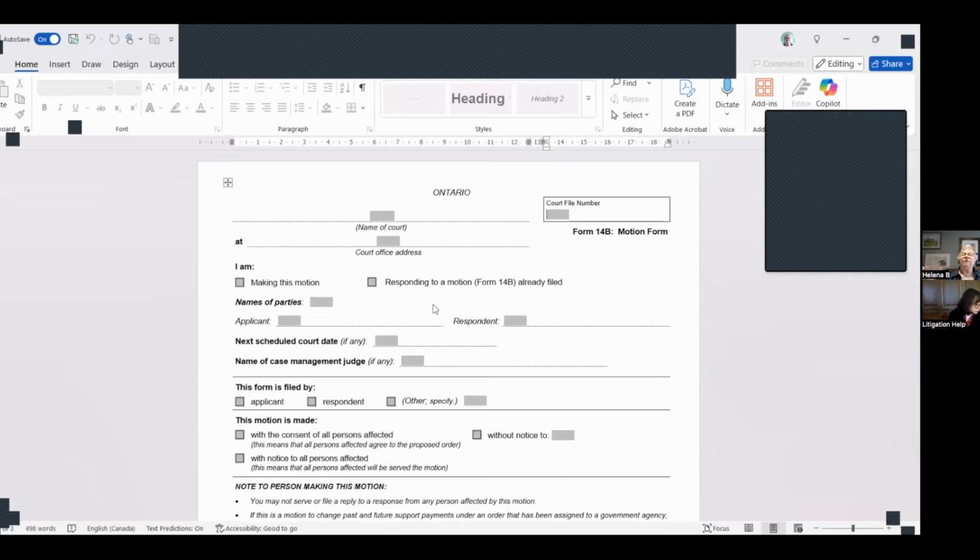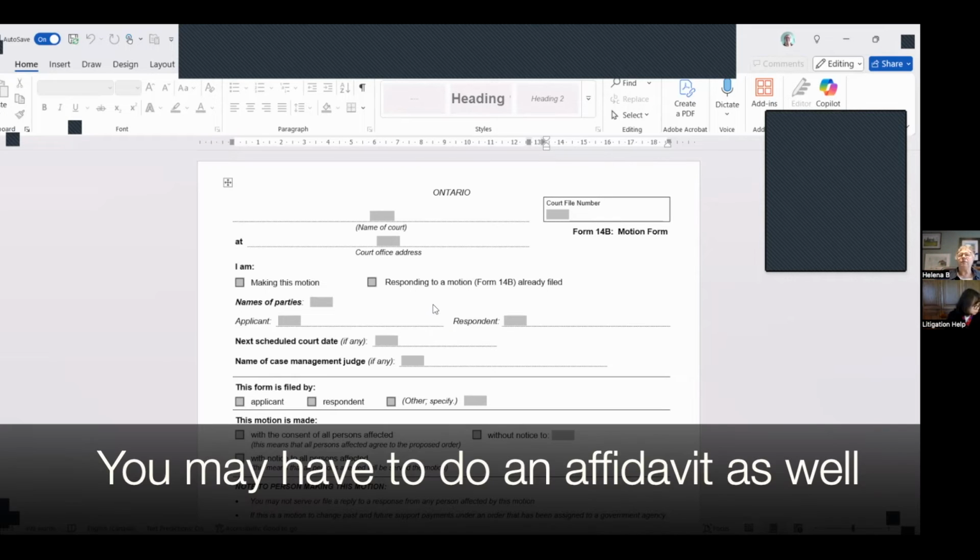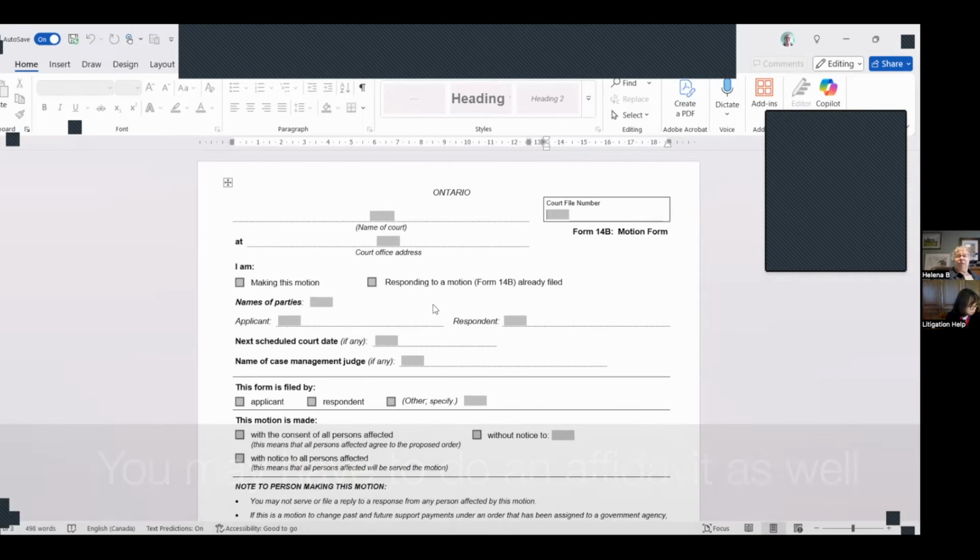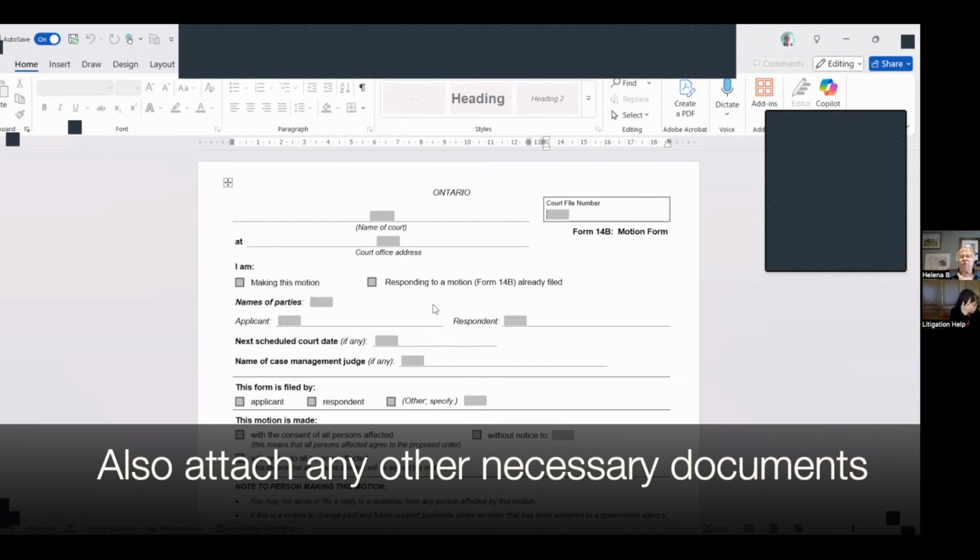Sometimes you don't even need to do an affidavit if it's really, really clear. But let's say what you're doing is asking for an order for substituted service, you then have to do the Form 14A affidavit with it, because you have to give the court all the information and the facts about what you tried to do to serve the other side and you just couldn't do it. Then you attach any other necessary documents to the notice of motion. So you'll have your Form 14B motion form, you'll have a 14A affidavit, then any other documents.